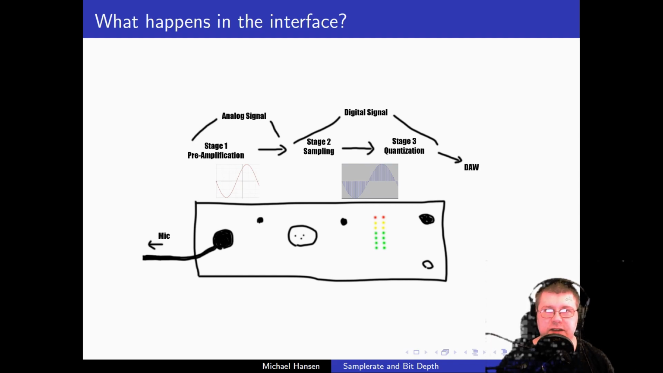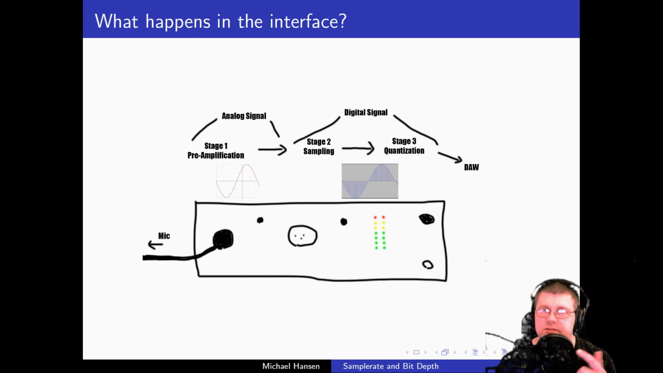So in the interface, several things happen. First of all, of course, the signal comes from the microphone down here into the audio interface. And again, my futile attempt to draw an audio interface for you. The funny thing is that it doesn't really resemble the audio interface that I have, but let's forgo that for a while. The first stage that we have in your audio interface is what we call pre-amplification.